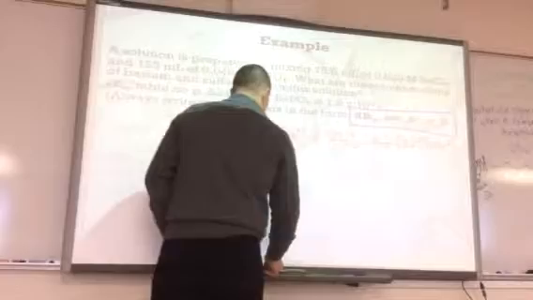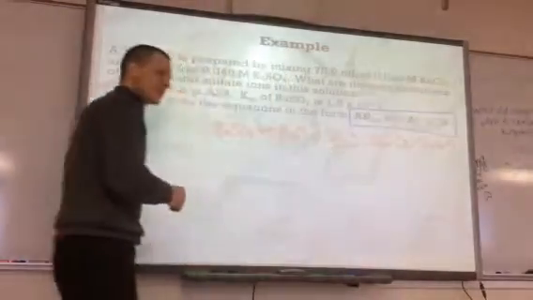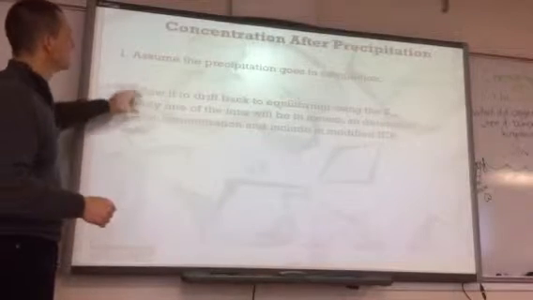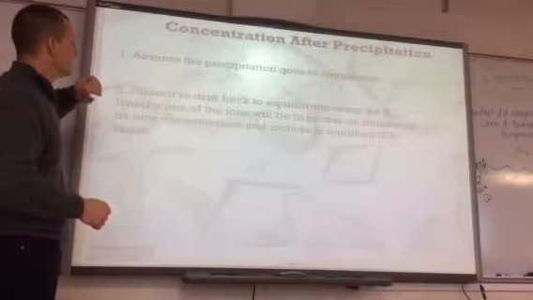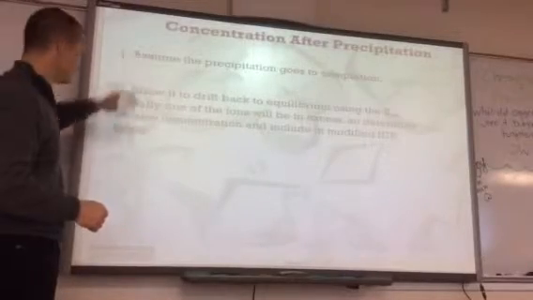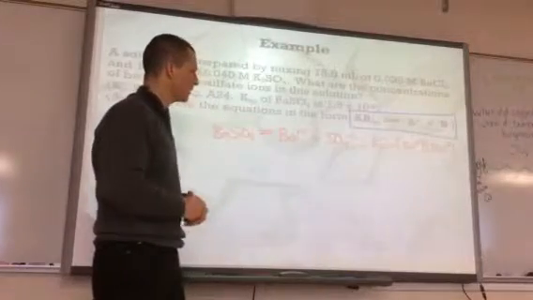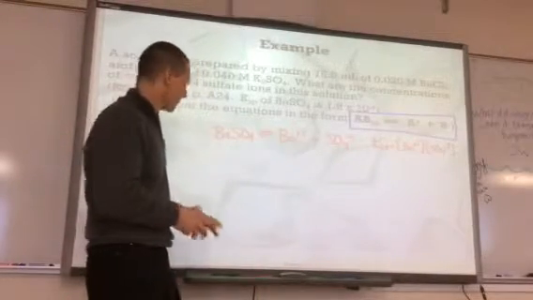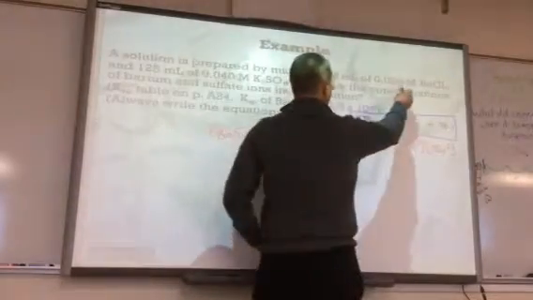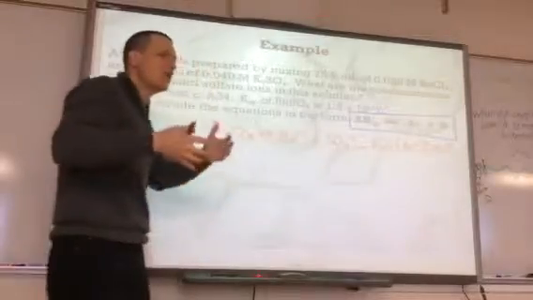So, what are the concentrations of barium and sulfate? Well, let's go back to this. It says assume the reaction goes to completion. We're going to assume that it goes to the left all the way to completion, but we need to know what the dilute concentrations are. You see how we have barium chloride solution and potassium sulfate solution. Those get combined.